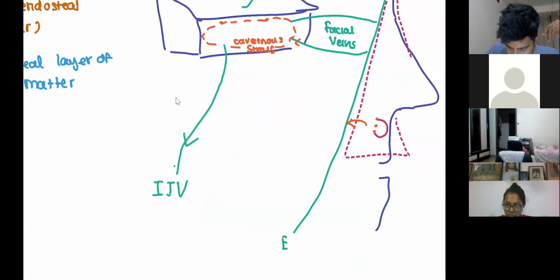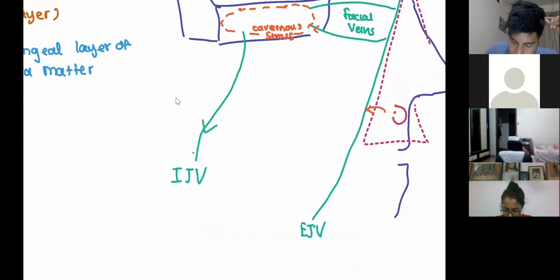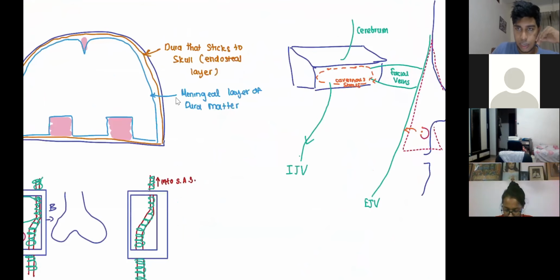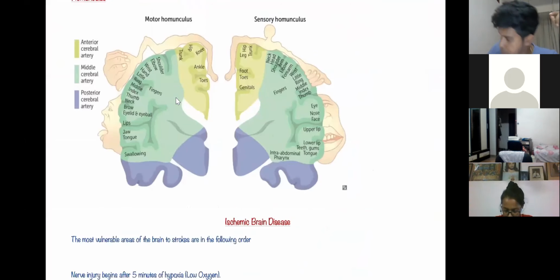There's another vein which is supposed to carry the blood, the external jugular vein. Usually it goes through the external jugular vein back to the heart. But because of the lack of valves, each time you push it, it can go backwards into the cavernous sinus. I hope you guys understand this. So that is called the danger area of the face.